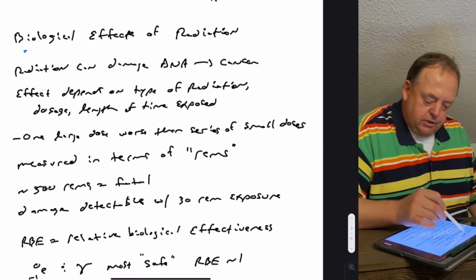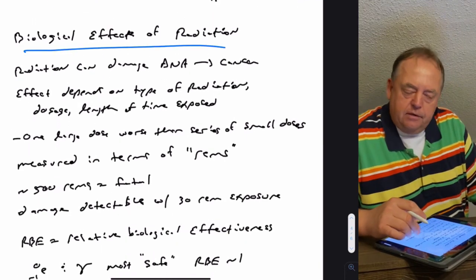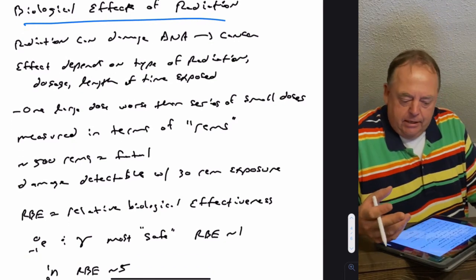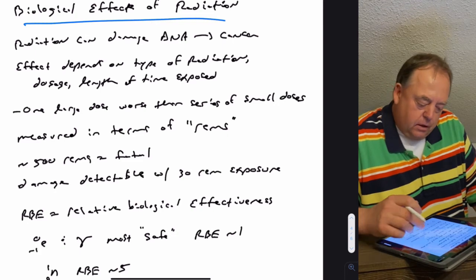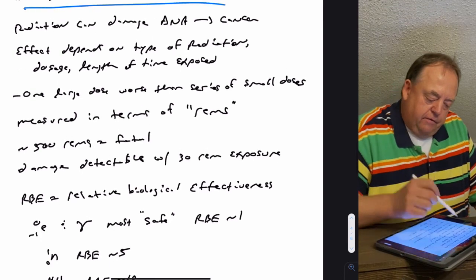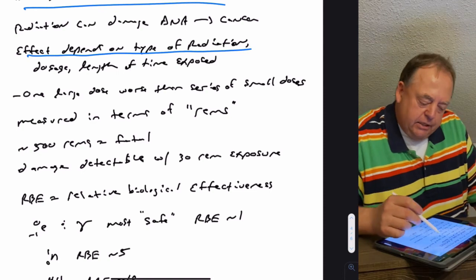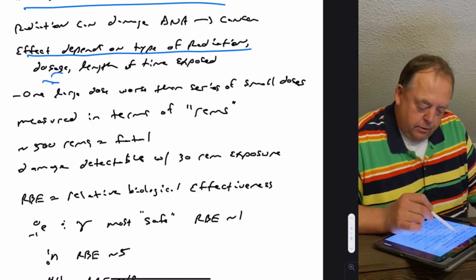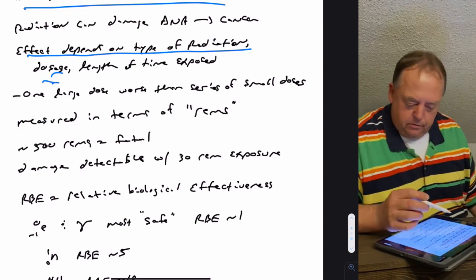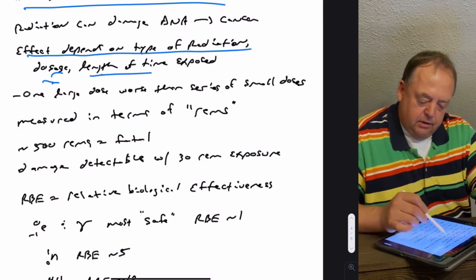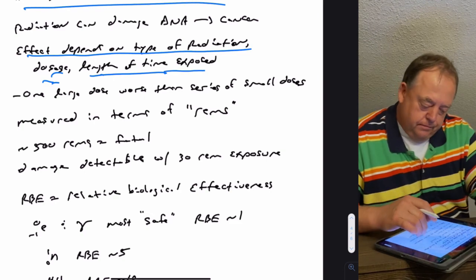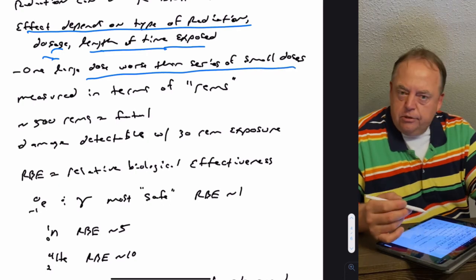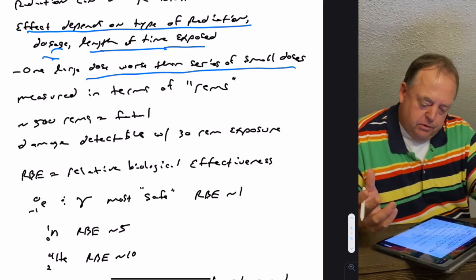Okay, so lastly, just a few comments on the biological effects of radiation. So of course, nuclear radiation is extremely dangerous. It can cause cancer. And of course, the biological effect depends on the type of radiation. Obviously, it depends on the dosage, how much a person would be exposed to, or whatever the organism is, the lethal time exposed to it. So one large dose is worse than a series of small doses, and that seems pretty obvious as well.